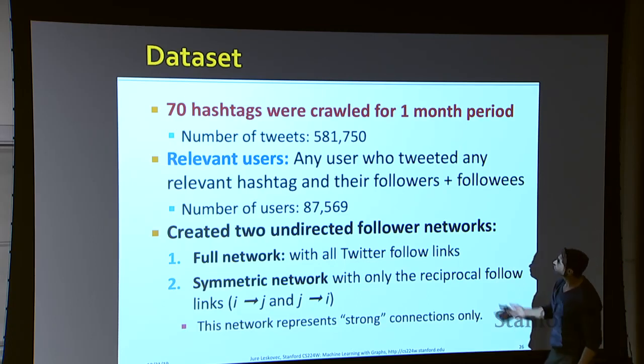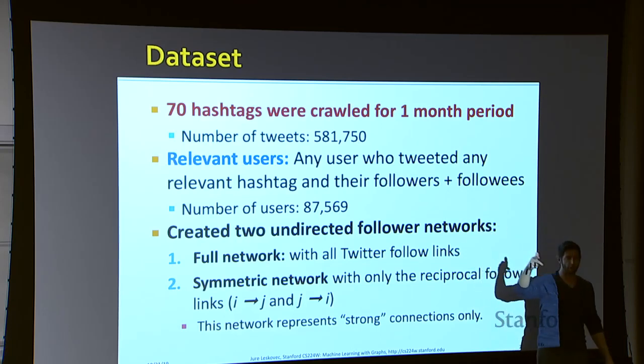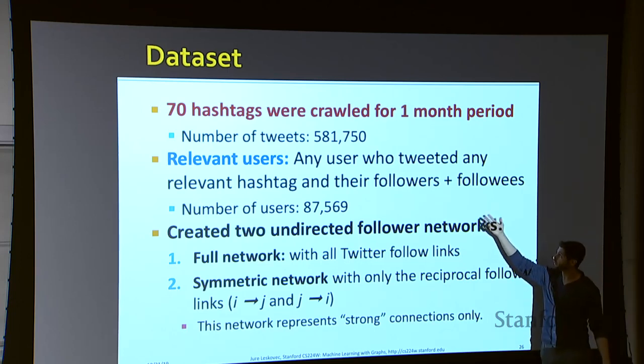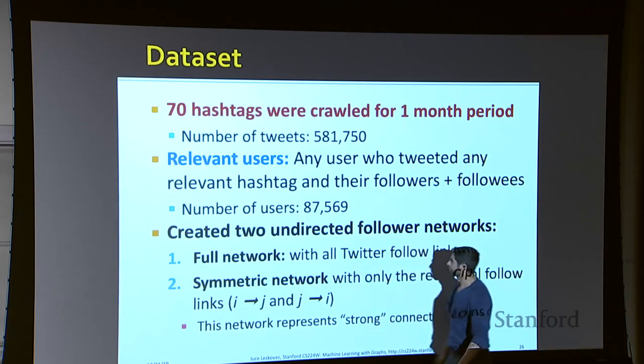In case you never use Twitter, it's an asymmetric social network, which means you can follow someone, but they will not necessarily follow you back, okay? So that's why for each user, you need to take the list of followers and the list of followees. And in total, they ended up with almost 90,000 users, okay?